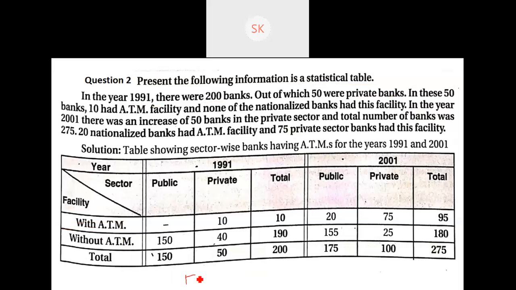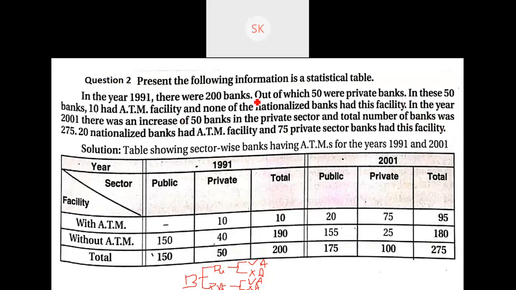Let's take it like this. So first you had a bank. Now bank has two varieties, that is public bank, private bank. Now in each of them they are saying with ATM and without ATM. Again they are saying with private banks, with ATM and without ATM. Okay, this is the first classification.